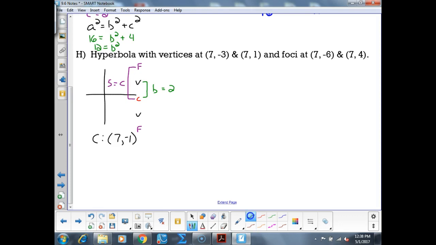What's the foci formula that we use with hyperbola? So I don't have a. b is 2, so b squared is 4. c is 5, so c squared is 25. That means that a squared here is 21.